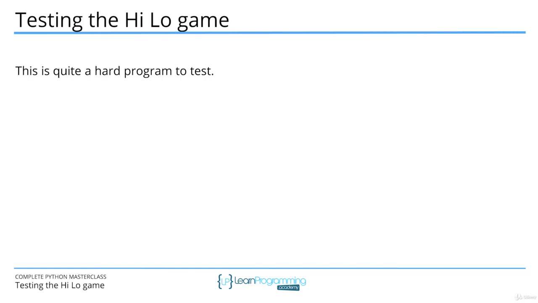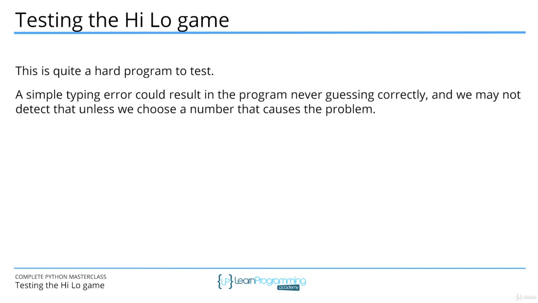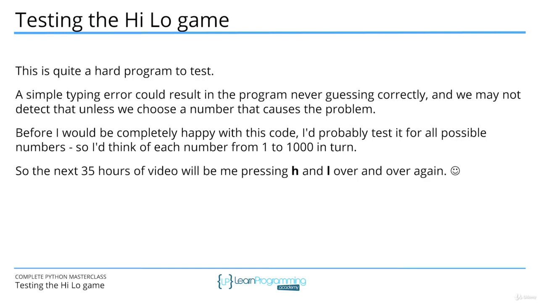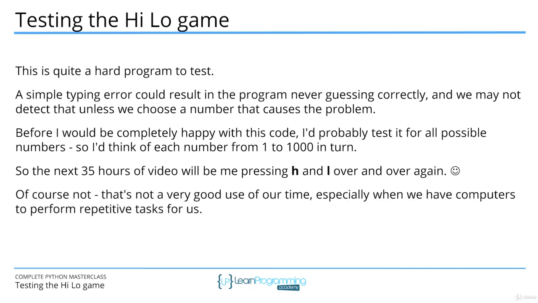So this is actually quite a hard program to test. A simple typing error could result in the program never guessing correctly, and we may not detect that unless we chose a number that causes a problem. Now before I would be completely happy with this code, I'd probably test it for all possible numbers. So I'd think of each number from 1 to 1000 in turn. So the next 35 hours of video would be me pressing H and L over and over again. Of course not. That's not a very good use of our time, especially when we have computers to perform repetitive tasks for us.